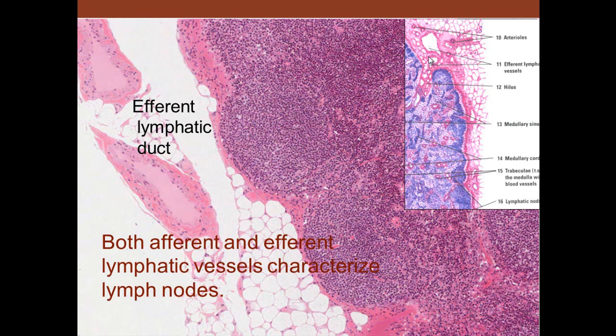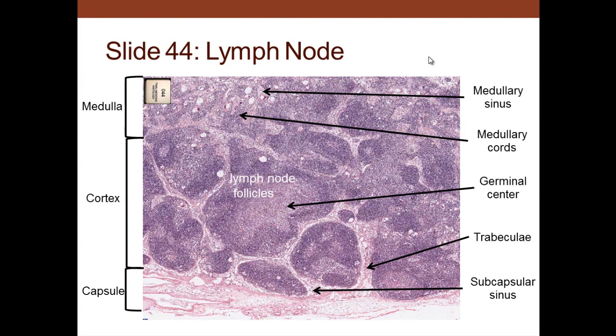So they have afferents and efferents. And we see the lymph node here. This is the medulla, the cortex, and the capsule. So some of these would probably be afferent lymphatic, subcapsular sinus right in through here.